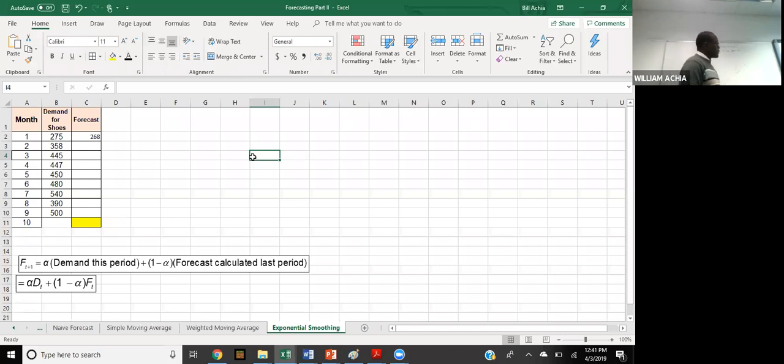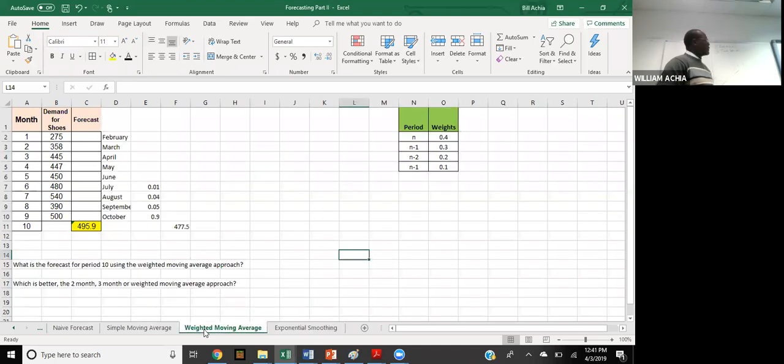Okay. So the only thing that we add here that's different from the rest is what's called a smoothing constant alpha. And this smoothing constant alpha does what we did in our weighted moving average here, which is to determine, do you want to give more weight to your forecast or to give more weight to your actual demand? So let me explain that here.